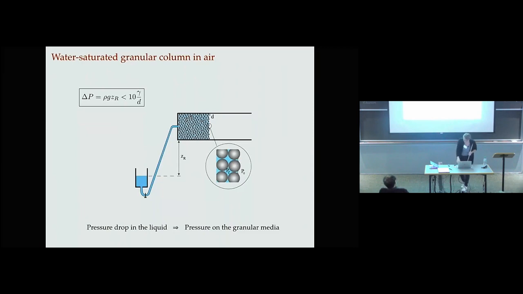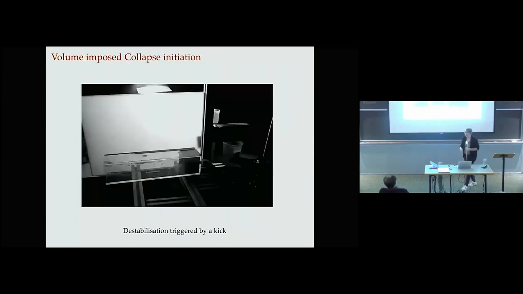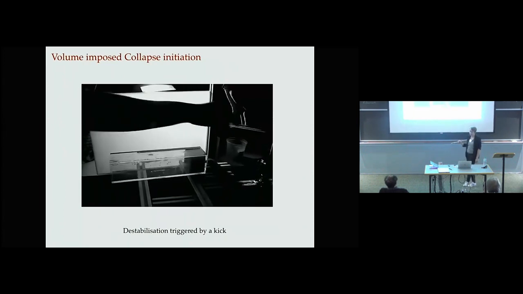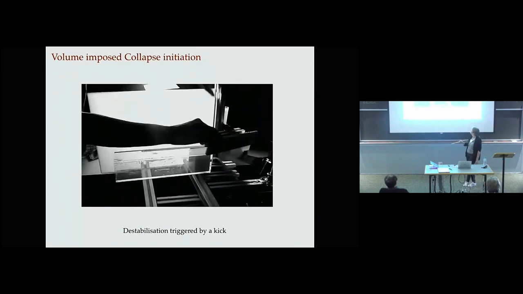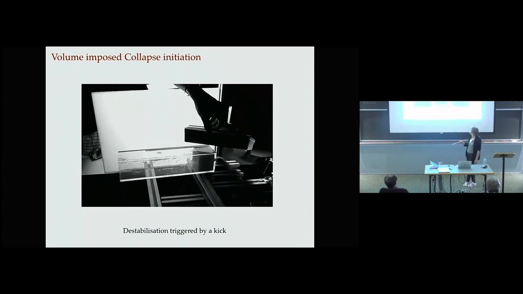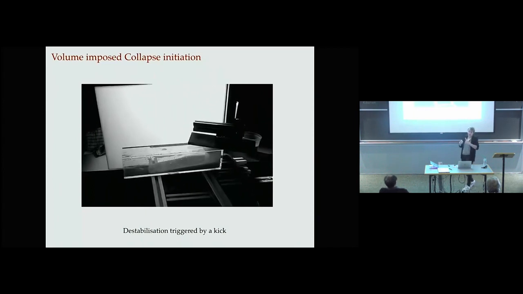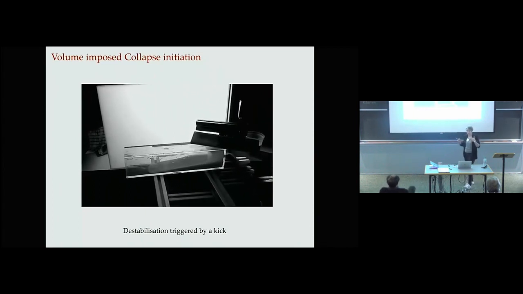So how do we trigger the avalanche? We found two ways to trigger an avalanche. The first one is just to apply a kick, like an earthquake, for example. So I show you the experiment. Here is a column, which is vertical. We apply a kick, and we see the collapse. And we have a collapse of a water-saturated column in air.